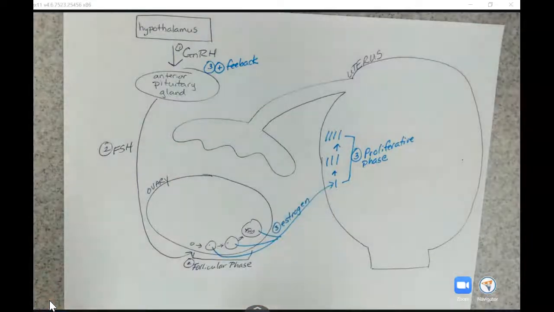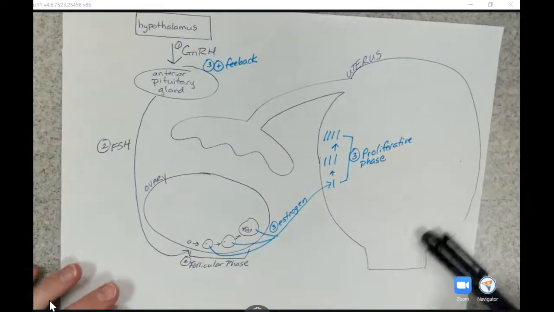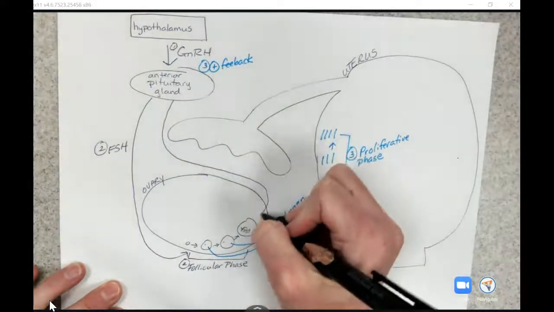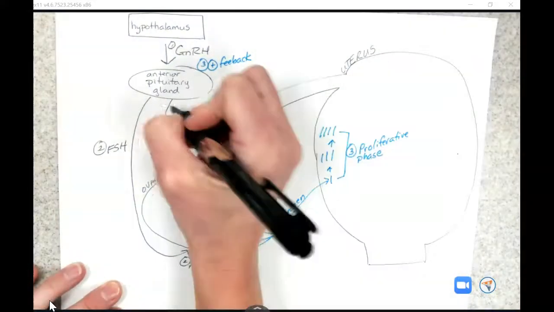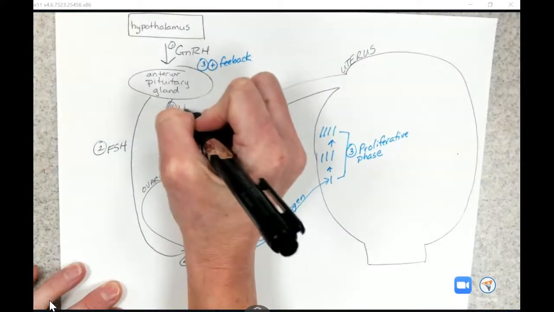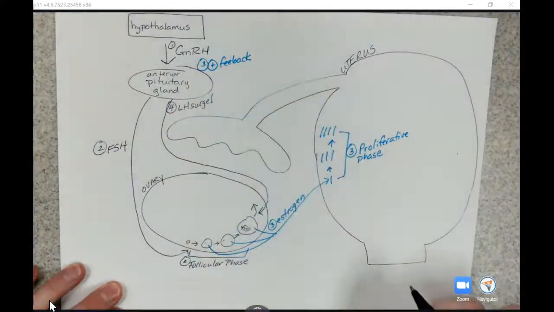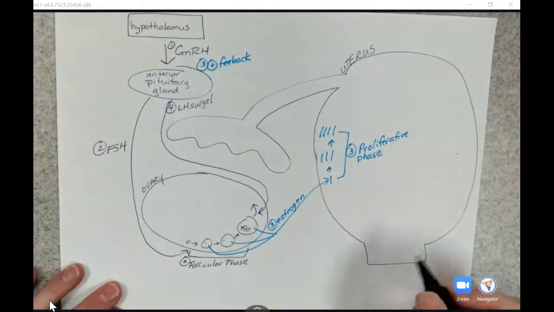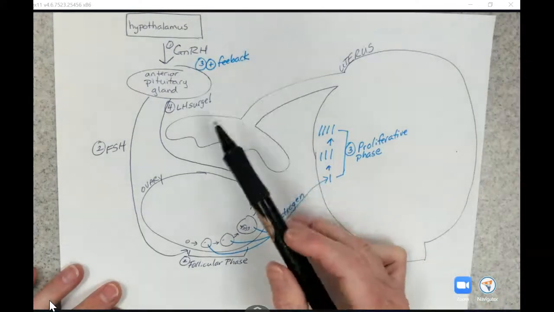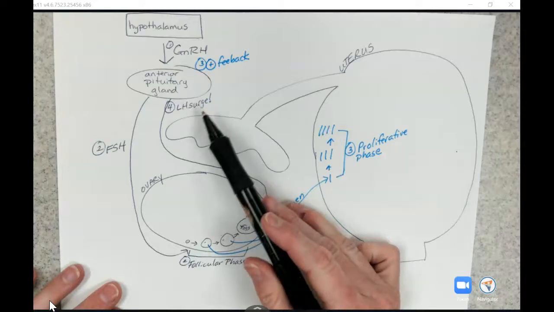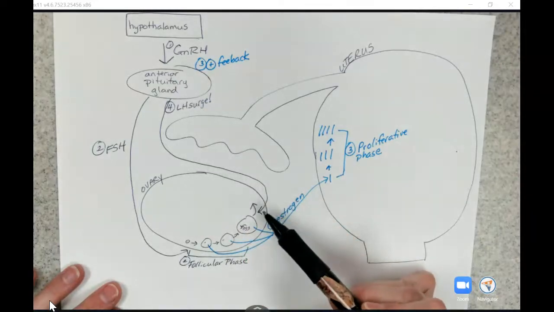So let me actually switch back to a regular pen. I'm going to draw that here. So this is going to be 4. And I'm going to call it a surge because it is a ridiculous amount of LH that is released all at one time. So lots of estrogen is going to cause a whole big bunch of LH to surge out of the anterior pituitary, and that LH is going to cause several different things.